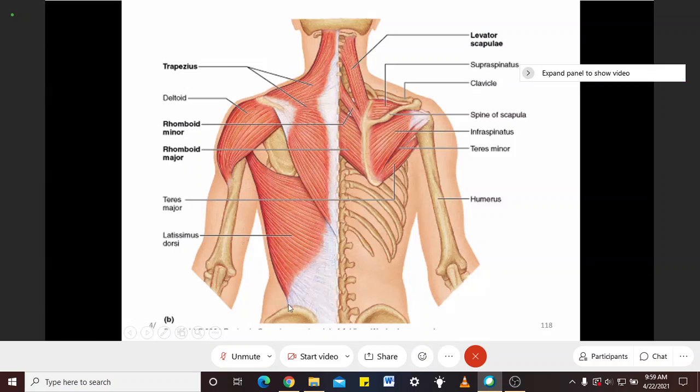It originates from the iliac crest, parts of the sacrum, the thoracolumbar fascia, as well as the spinous processes of the inferior six vertebrae, starting from T7, and some parts on the angles of the inferior ribs. It rounds the trunk and turns to insert on the intertubercular groove, the groove between the two tubercles of the humerus.